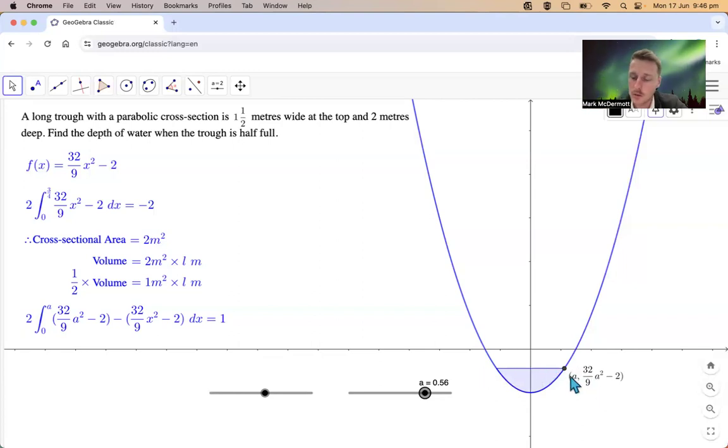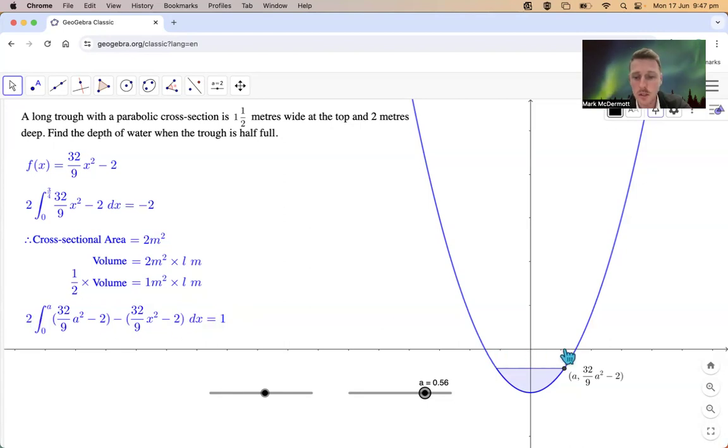Well, hopefully you'd agree with me that it's just the function evaluated at some point A. So the y value of this line is just 32 on 9 a squared minus 2, which we get by substituting A into the function. Okay, so now we can hopefully make some sense of this integral. We're taking the integral from some point 0 to some point A along here of the upper function, which is 32 on 9 a squared minus 2, minus the lower function, which is 32 on 9 x squared minus 2. And we need all of that to equal 1.